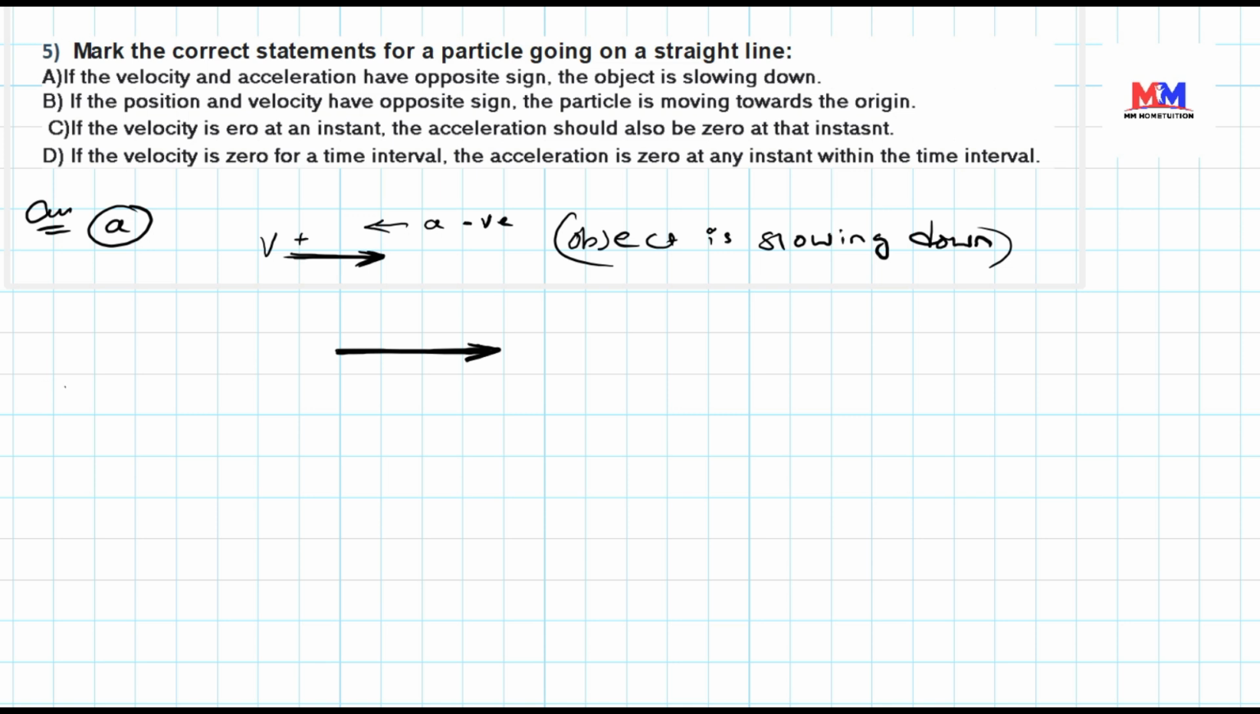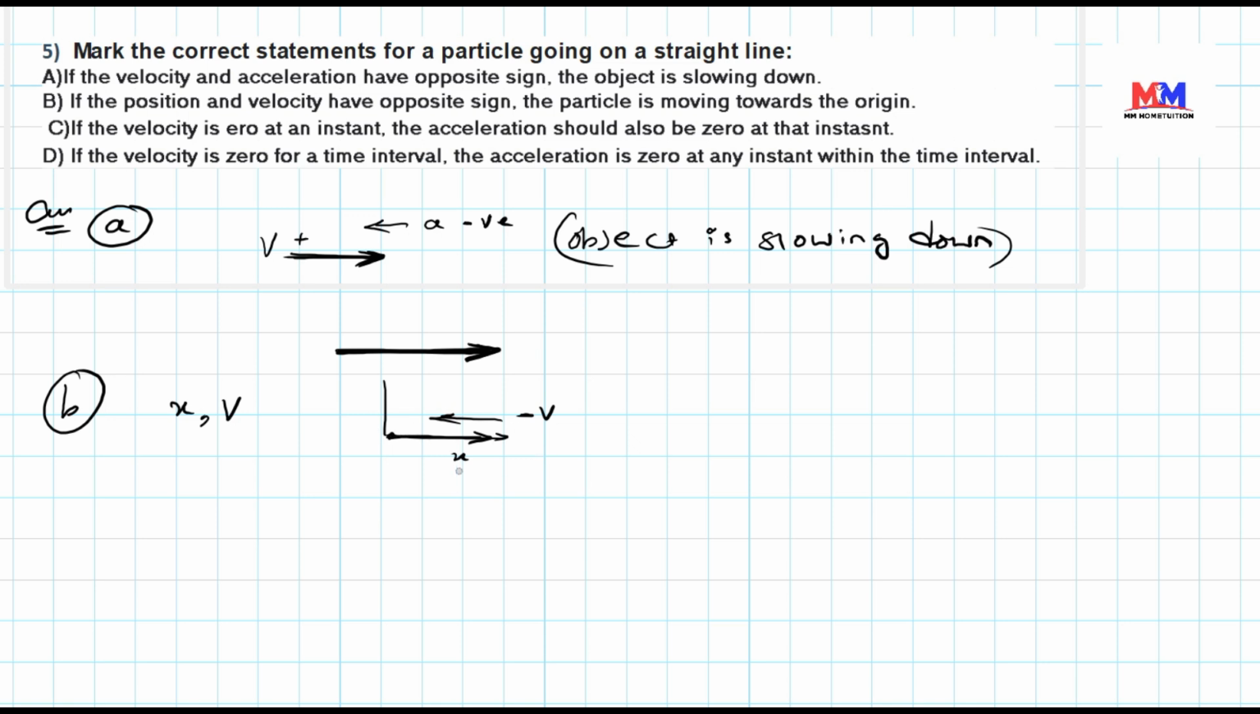Second, if the position and velocity have opposite sign, the particle is moving towards the origin. Position is x and velocity is v. If position and velocity have opposite sign, the body is moving in this direction and velocity has a negative sign. Yes, the particle is moving towards the origin.